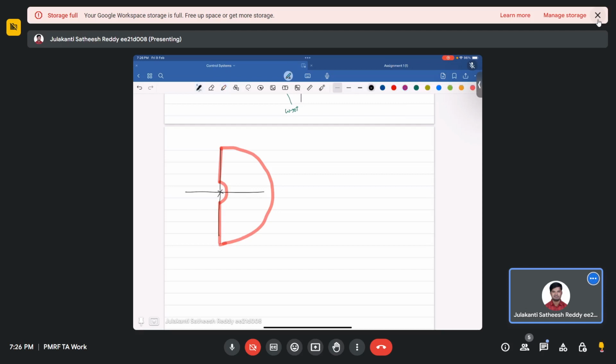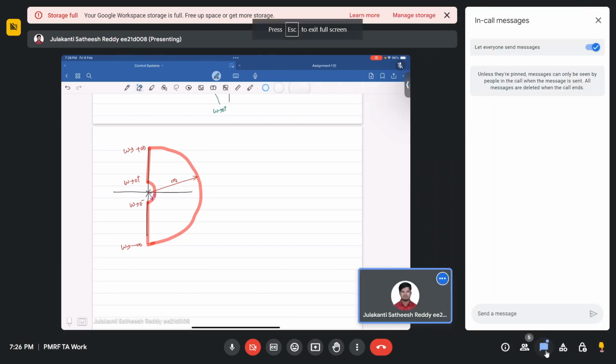Okay, so now you can say that as omega tends to 0 plus, it goes from plus infinite to minus infinite, and omega tends to 0 minus. Now what is its radius? Its radius is infinite. And what about this radius? This is close enough to 0. Okay, now we are mapping like this.